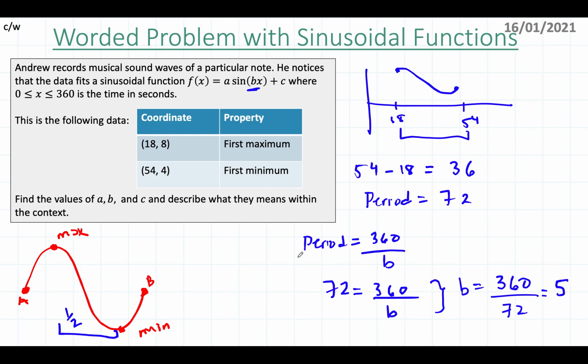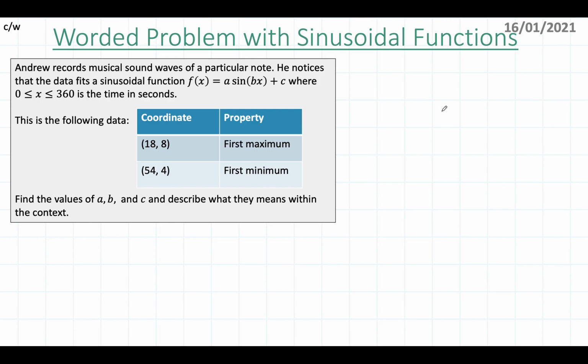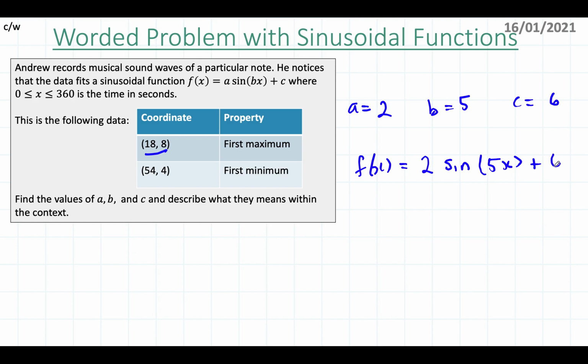Okay, so now we found all the values. We have that our B is equal to 5. We found that C is equal to 6, and that A is equal to 2. Now, it's good to substitute values in there to know if your 2 should be positive or negative, because remember, we take the absolute value of it. So substitute the 18 to see if you get 8, and substitute the 54 to see if you get 4. But overall, this is the function you're going to get: 2 sine 5x plus 6.